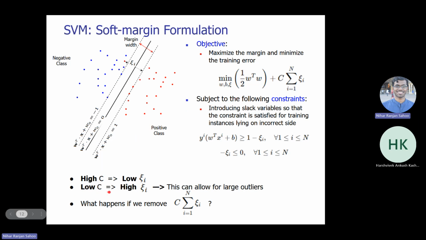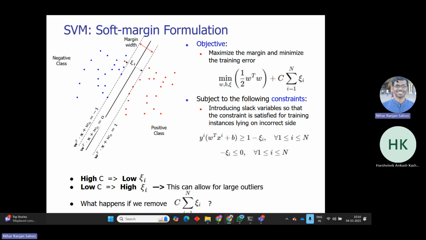If we have low C, this means we have very high JI, and this can allow for large outliers. So in the lab sessions, you will be given data points like this, which have very large outliers. You can play around with different C values and visualize how having a low C value will help us to get an optimal classifier in those scenarios where we have large outliers. Right, so we already discussed what happens if we remove JA, because it can go to infinity, and this will not achieve our optimization goal.